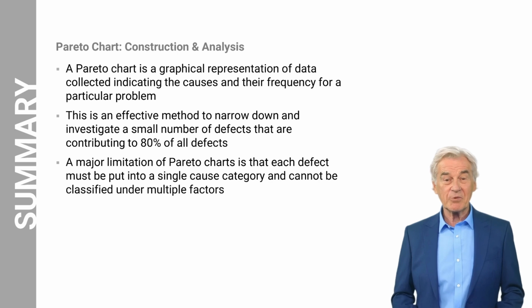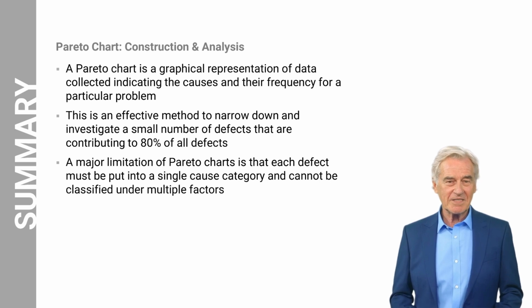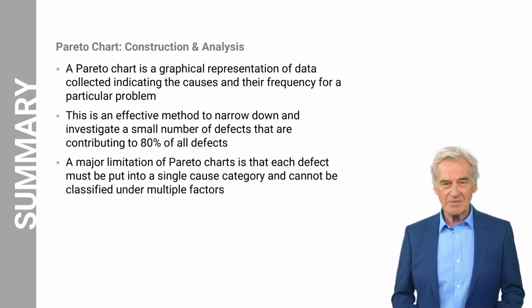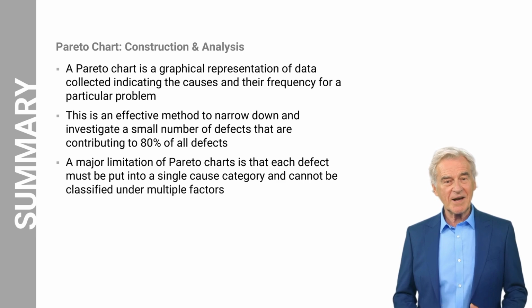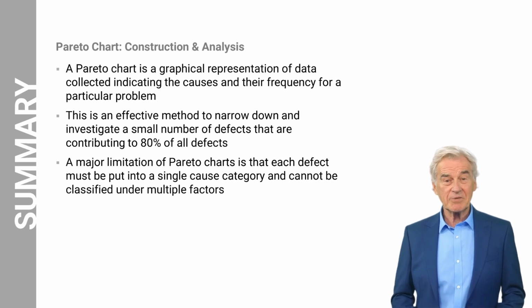In summary, a Pareto chart is one of the basic tools of quality control and is a great method to narrow down and justify to upper management the need to investigate a small number of defect causes that are contributing to 80% of all defects. However, a major limitation of Pareto charts is that each defect must be put into a single cause category and cannot be classified under multiple factors. This may be difficult to do in a real-world situation where defects can be caused by a combination of factors.